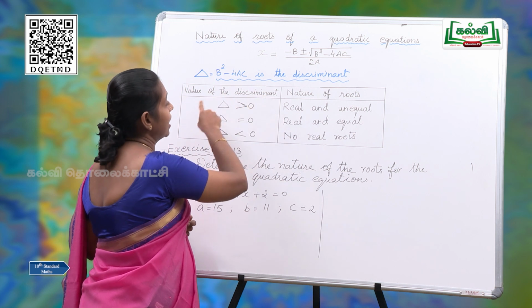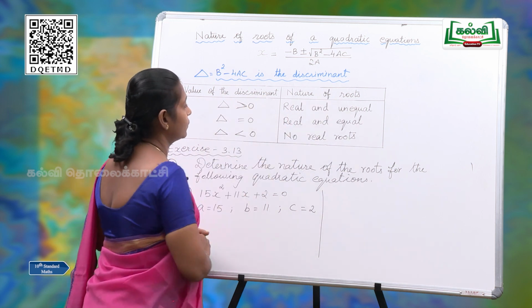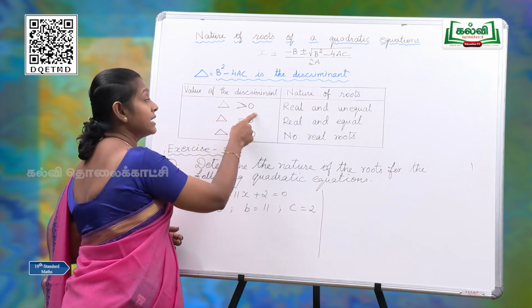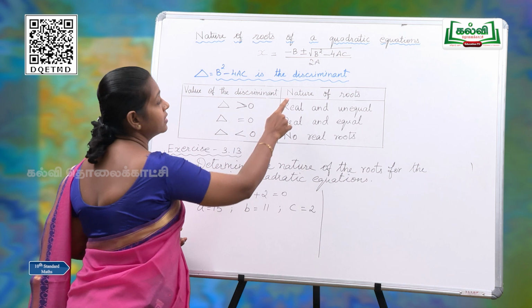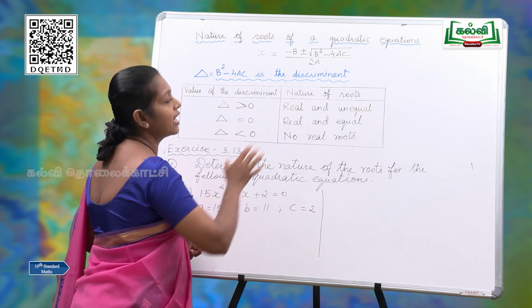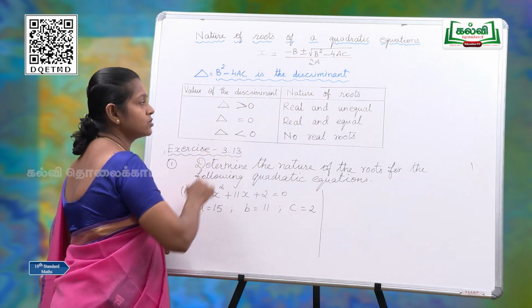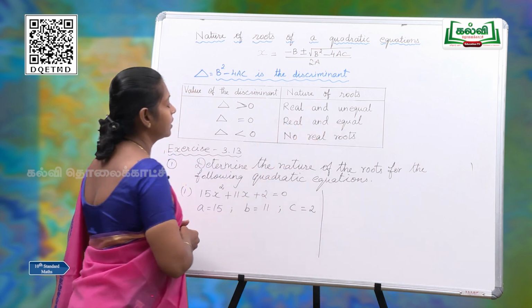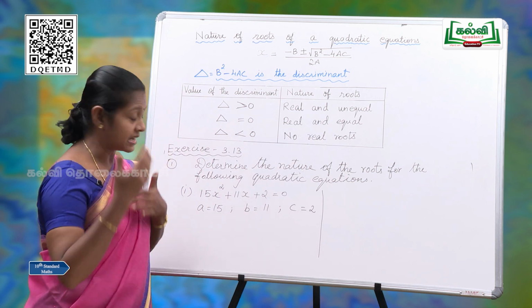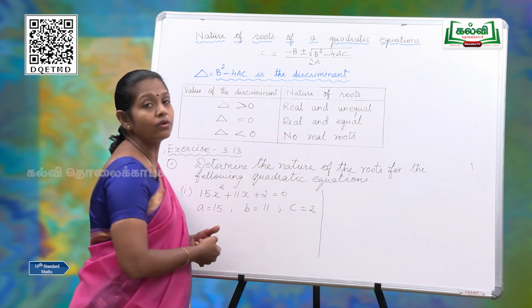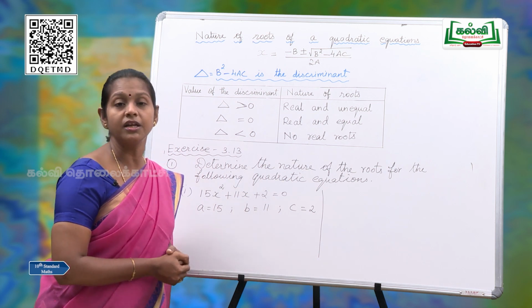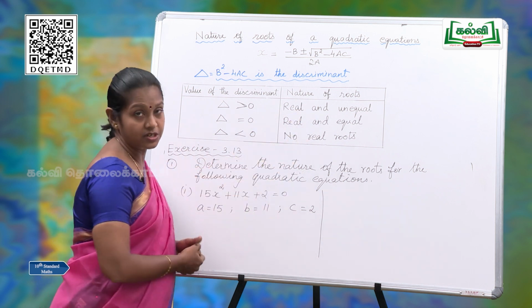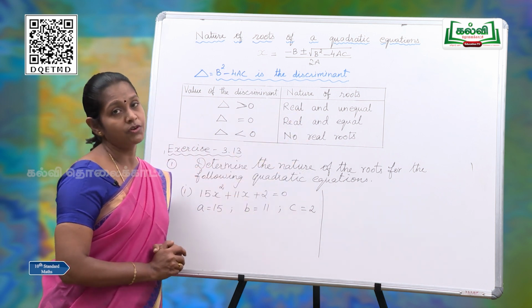So, what is the relation between the value of the discriminant and the nature of roots? Suppose delta, that means the discriminant value, is greater than 0. Then the nature of roots will be real and unequal. Suppose it is equal to 0, then the nature of roots will be real and equal. Suppose it is less than 0, that means negative, there will be no real roots, the roots will be imaginary. You will study those imaginary roots in higher classes. Okay, so these are the conditions. Are you clear about the conditions? Shall we go into the question?